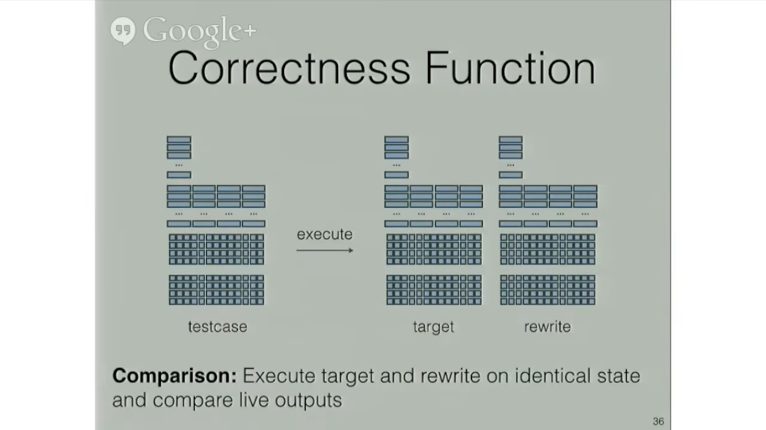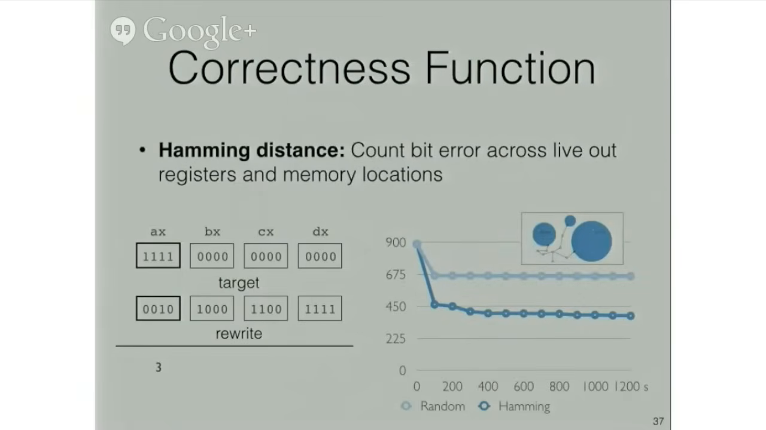Here's a simple method for comparing bit vectors, which is to sum the number of bits that they disagree on. In the example on the left here, I've shown the bit vectors produced by a target and a rewrite for a subset of the general purpose registers, just AX through DX here, and assume that only register AX is live out for this particular example. Using this method, we would assign the rewrite a cost of 3 for 3 incorrect 0 bits. So whereas the right answer was all 1s, it got 0, 0, 1, 0. All 3 of those zeros are incorrect.